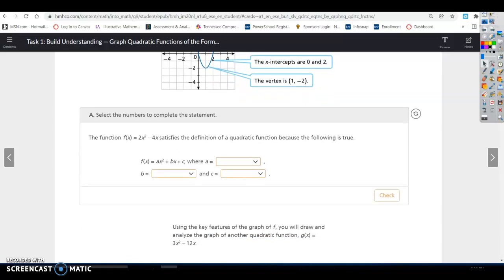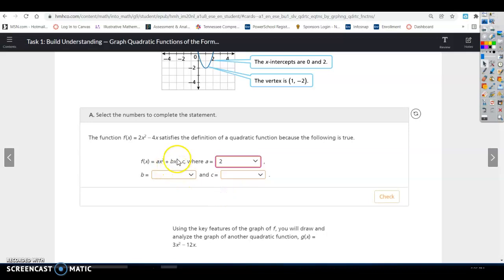All right, so it says select the numbers to complete this statement. The function f of x equals 2x squared minus 4x satisfies the definition of a quadratic function because the following is true. f of x equals ax squared plus bx plus c, where a equals what? In this case, a is always your quadratic term, so a is 2. b is with your linear term. My linear term here is negative 4.